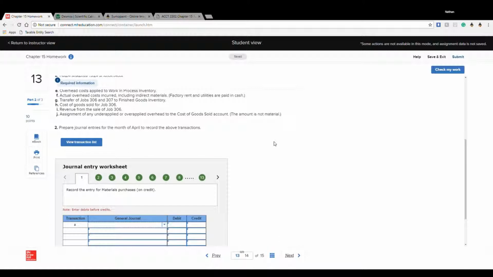I don't know why it has no transaction. Seems like Connect kind of said I did it. I don't know how, but anyways, it's just basically our journal entries as we go. So first one, of course, again, is to record the purchase of materials. So that journal entry, as we already know, is raw materials inventory. And of course, it's on credit. So accounts payable.